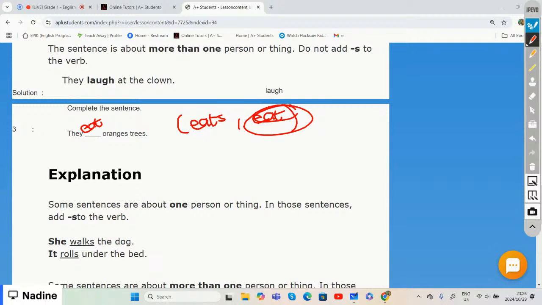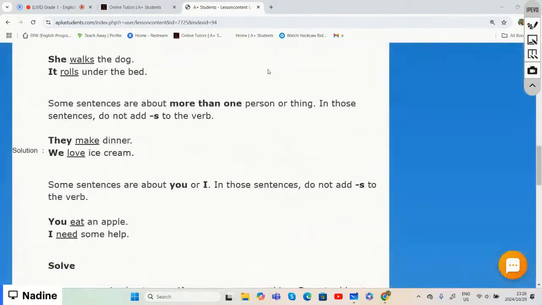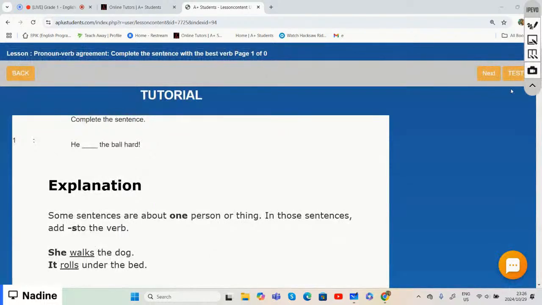Oh, okay, it's not just eat, I made up my own thing. Let's just say they eat oranges, without the trees. We're not going to add the trees there. So well done, they eat oranges. I couldn't think of a sentence. They grow orange trees. But eat is correct.